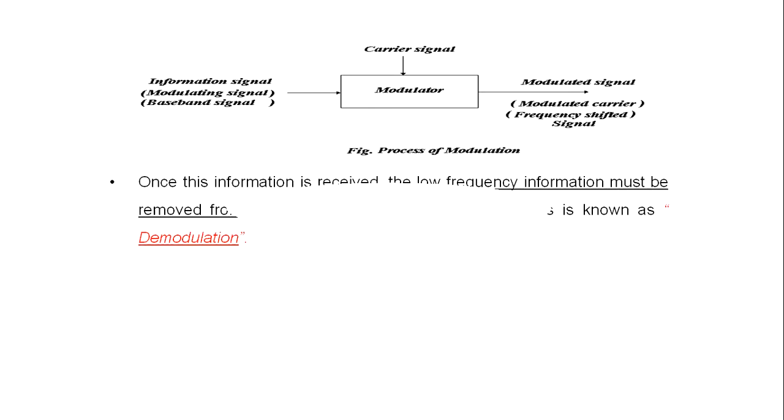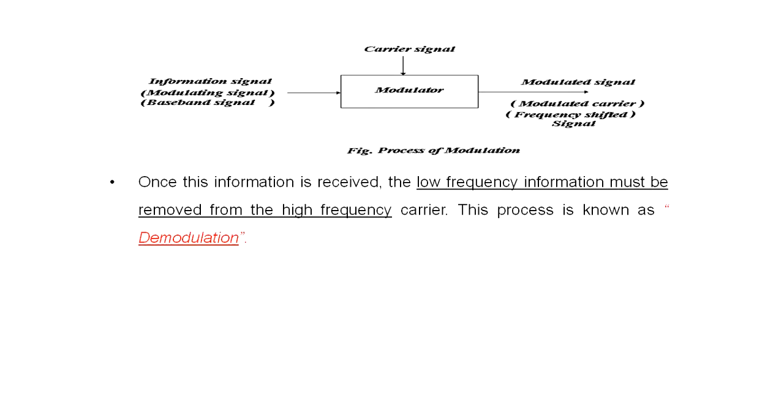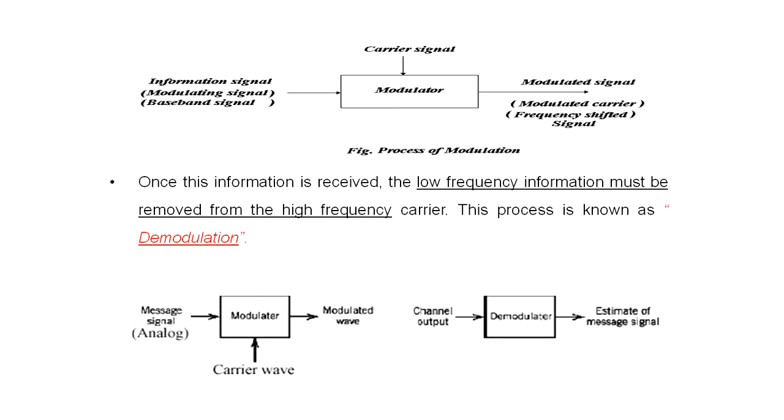Done. And so once this information is received at the other end, in the receiver's end, this low frequency information is removed from the high frequency carrier modulation and the original signal is retrieved. This process is called demodulation. So here is the function of the demodulator. So you have the channel output here. This output is given to a demodulator. Now this demodulator will remove the high frequency carrier signal and it will give us the original message.